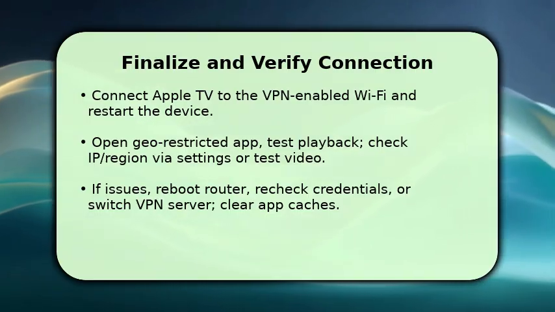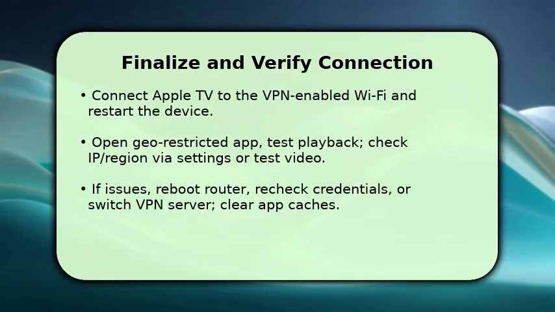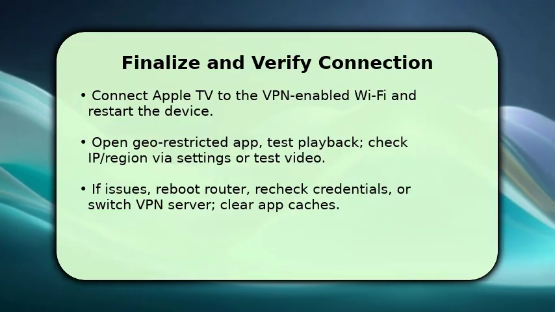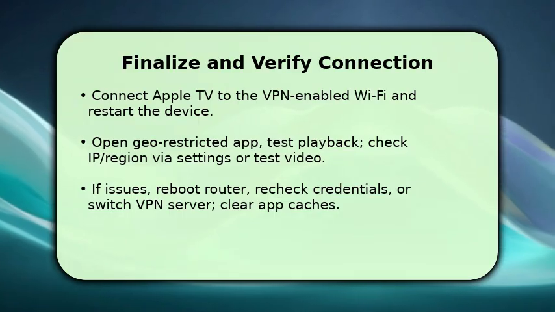If something fails, reboot the router and Apple TV, re-enter VPN credentials, try a different server, and clear the app cache. This single troubleshooting step resolves most connectivity or geolocation mismatches quickly.